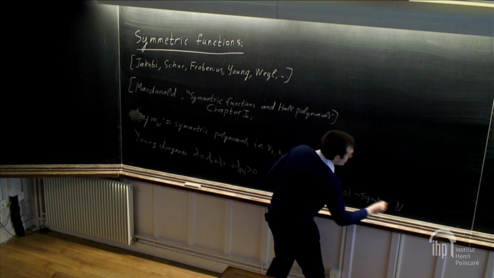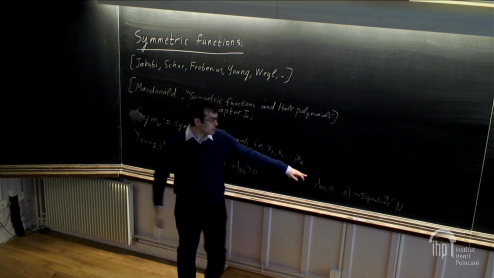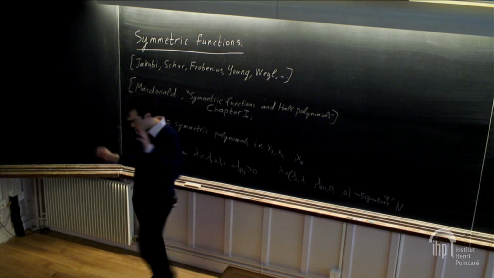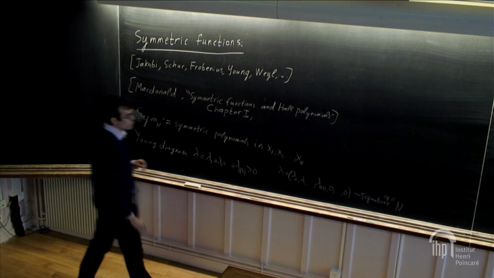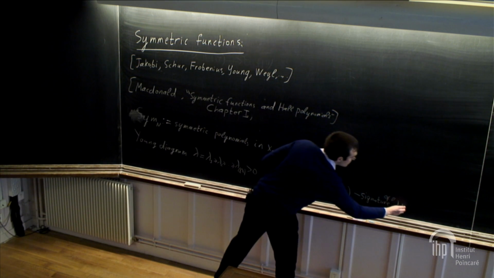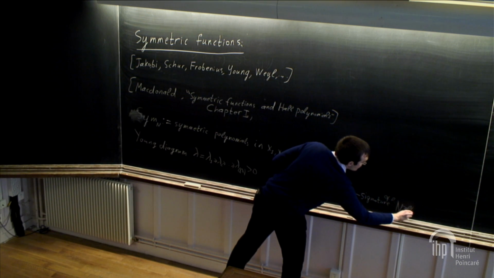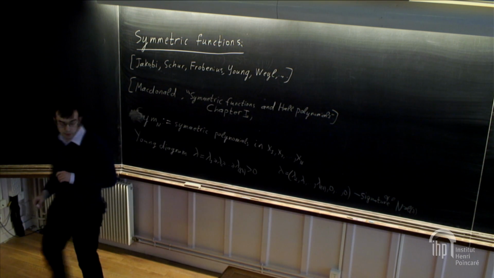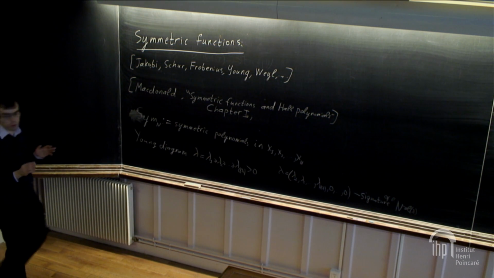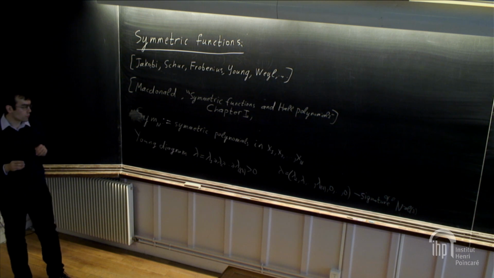A signature of length n, just by adding zeros to the end of this collection of integers. So if n is greater than L of lambda, then we can do this operation. It's a little bit annoying, but it will be useful to remember this.